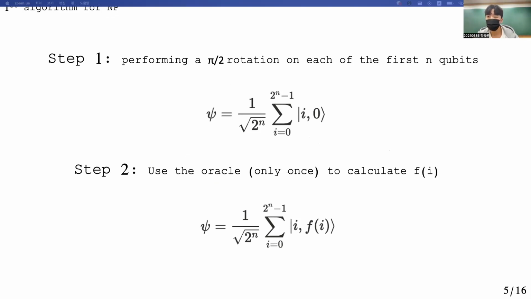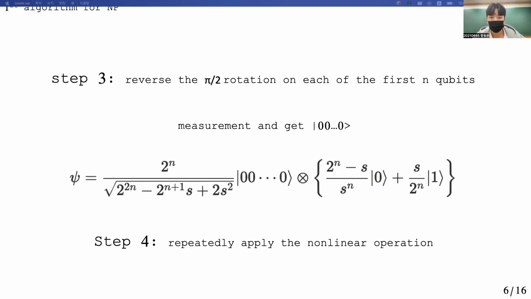First, the algorithm for the NP problem. Step 1, begin by performing a half-pi rotation on each of the first n qubits to obtain the state. Step 2, use your oracle only once to calculate f(i). If i is a solution index, f(i) equals 1, otherwise f(i) equals 0. Step 3, reverse the half-pi rotation on each of the first n qubits. It yields the state 0, 0, 0 here, with probability at least 1/4. For now, I'll skip the reason.